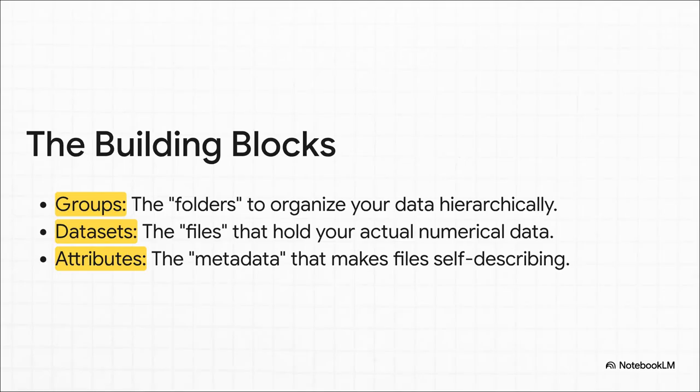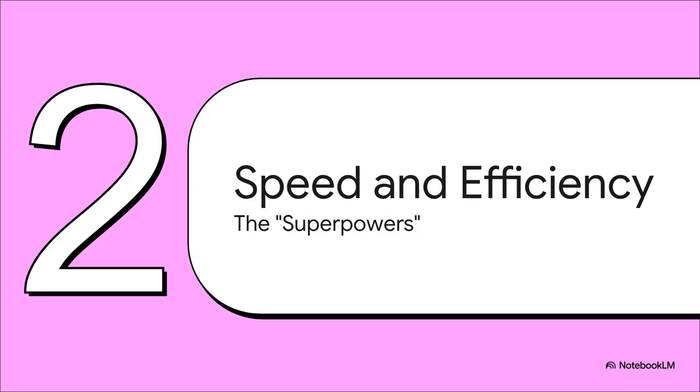So yeah, these are the three core pieces you need to know. Groups are your folders. They create that hierarchy, that structure. Datasets are where the raw numbers live. Just think of them like giant NumPy arrays. And then attributes, that's the magic metadata. It's the labels and notes that explain what everything is, which makes your data files completely self-describing. Okay, so being organized is great, for sure, but HDF5 has a few other tricks up its sleeve that make it incredibly fast. Let's call them its superpowers.